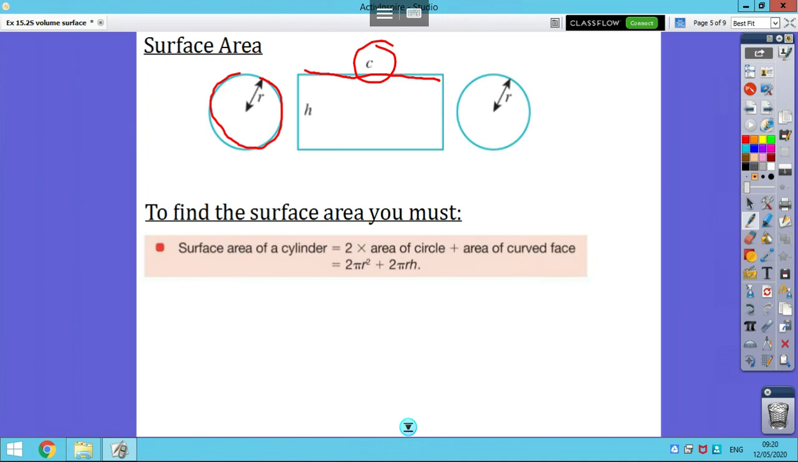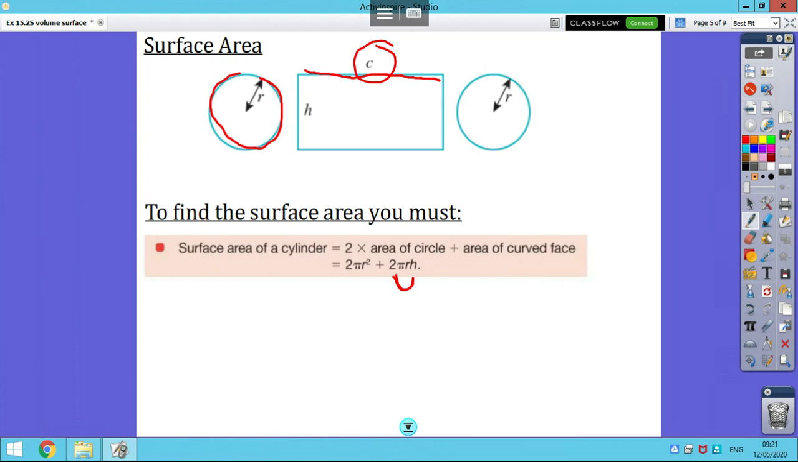So the surface area of a cylinder is 2 times the area of the circle plus the area of the curved face, which is 2 times pi r squared. So that's 2 times the area of the circle plus 2 pi r h. The 2 pi r h is the circumference. No, sorry, the 2 pi r is just the circumference, and then the h is multiplying it by the height. So you get the area of that rectangle.